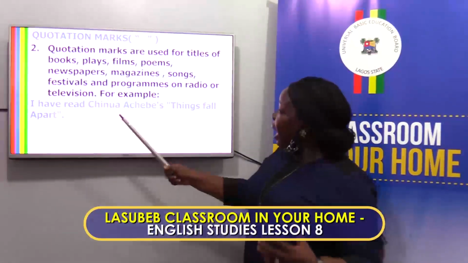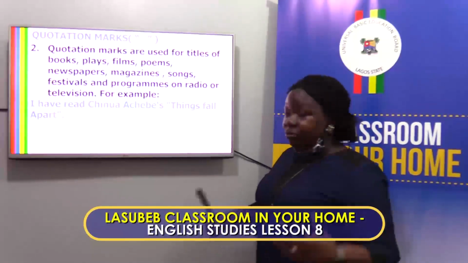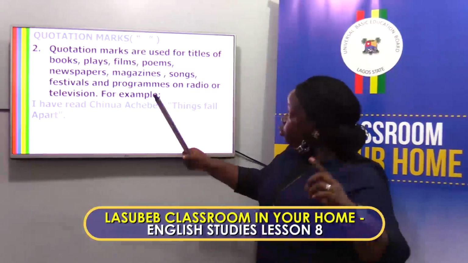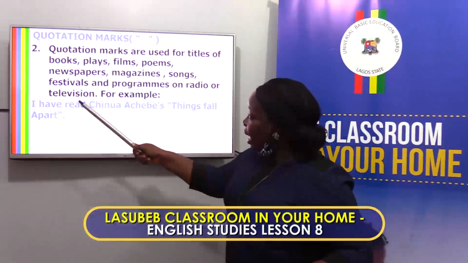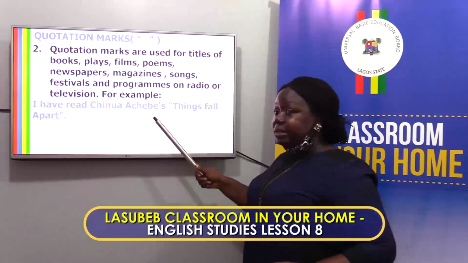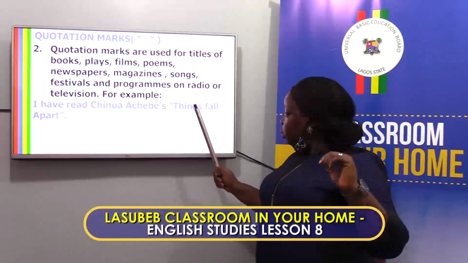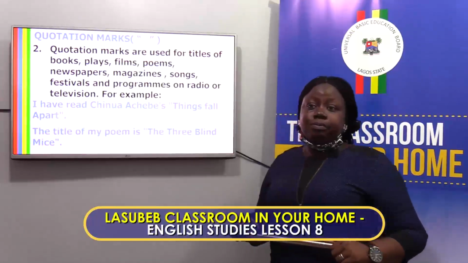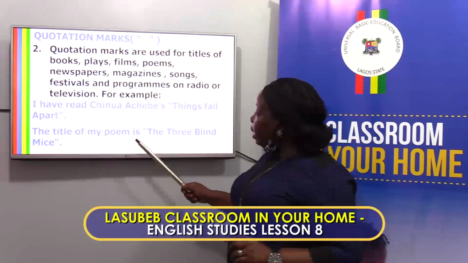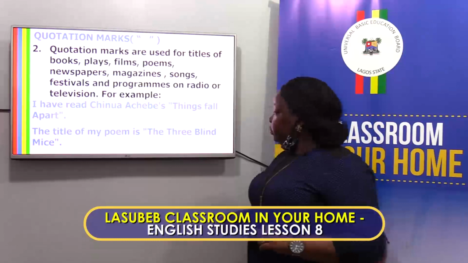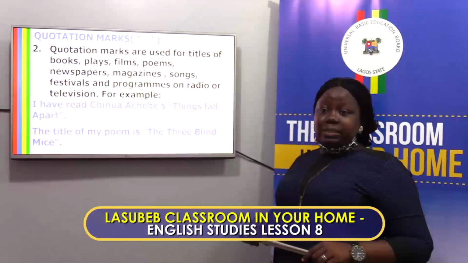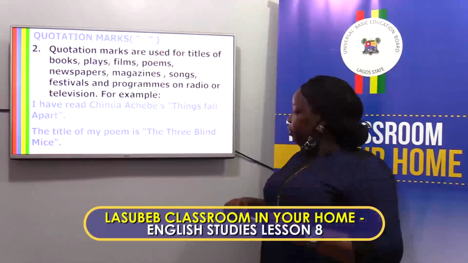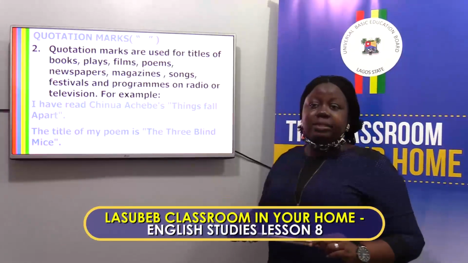So you're saying, I have read the book Things Fall Apart, written by Chinua Achebe. But because you want to use quotation marks now, you put it this way: I have read Chinua Achebe's "Things Fall Apart," and you close it. Another example: The title of my poem is, you quote it, "The Three Blind Mice."